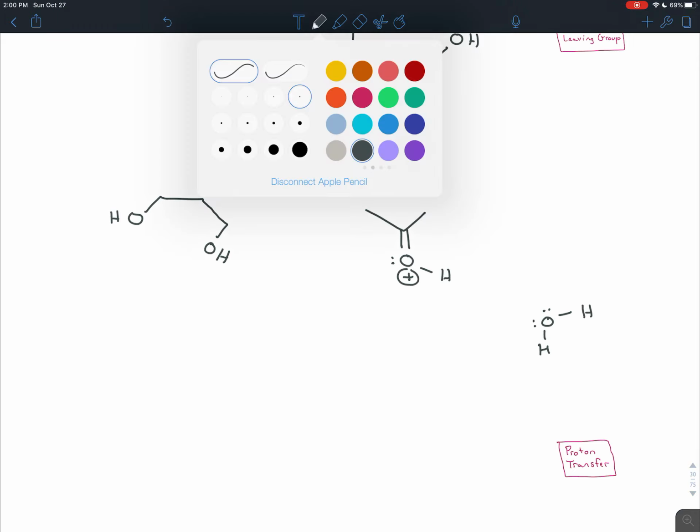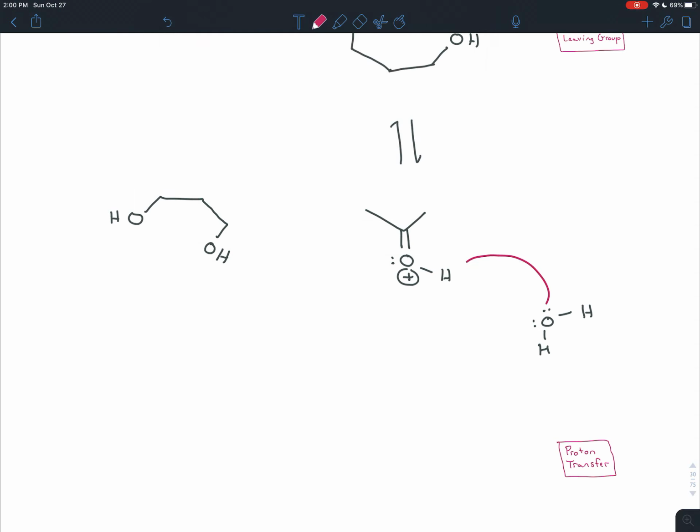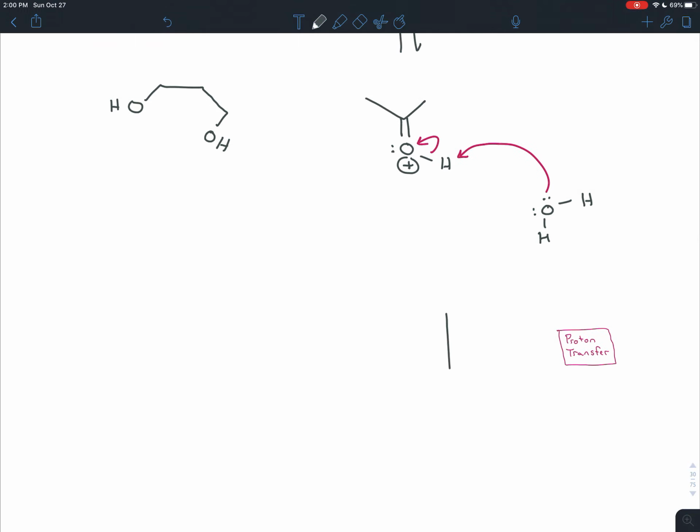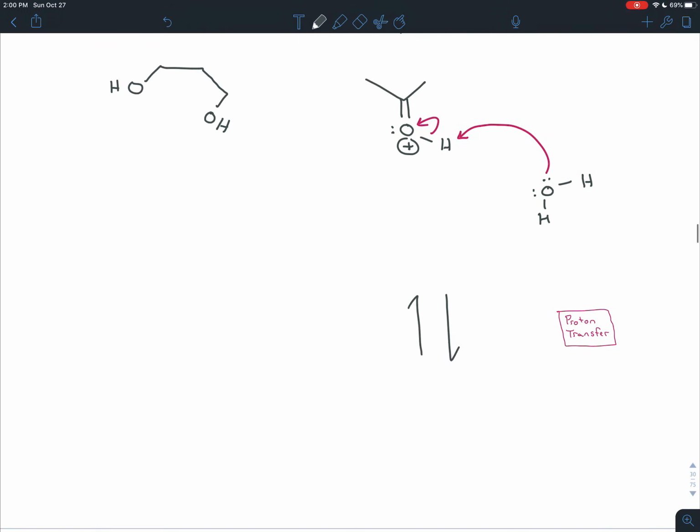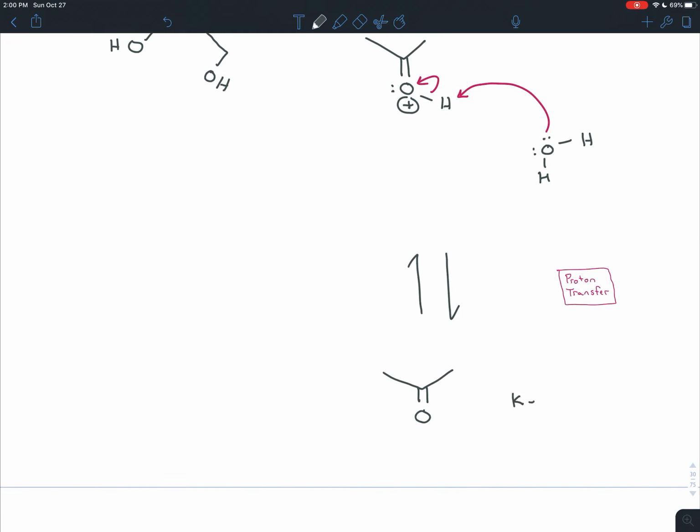And so we need to take that H+ off the molecule. So we bring in a water, which can act as a base. The slightly negative oxygen in the water can steal the slightly positive hydrogen, and the electrons snap back onto the oxygen there. That's our proton transfer. And what we get at the end is acetone. So that's the simplest of ketones, the smallest ketone you could have.